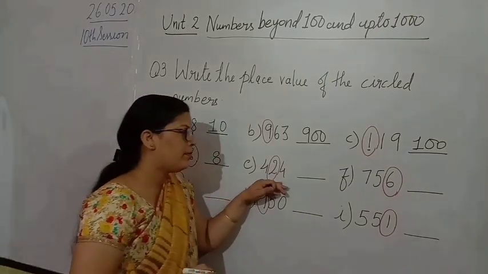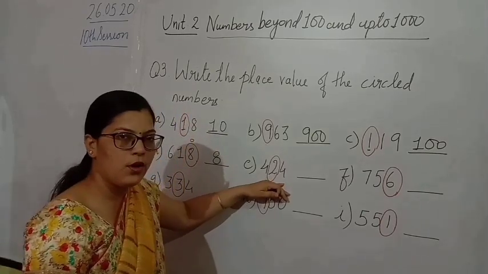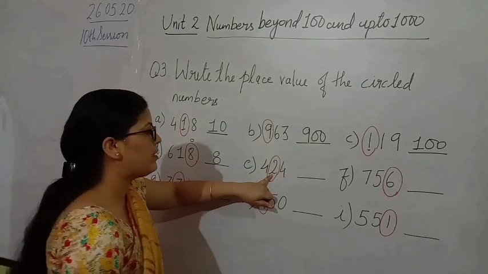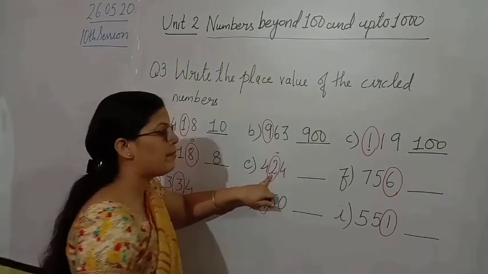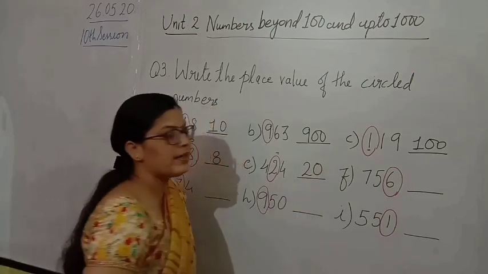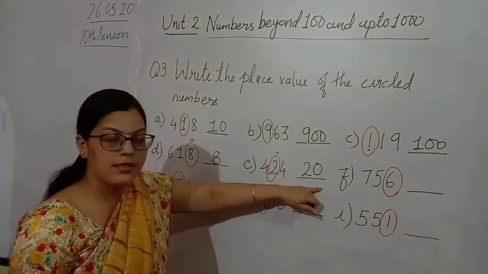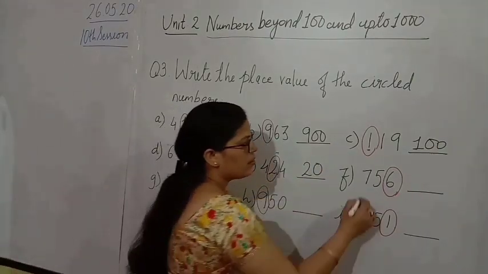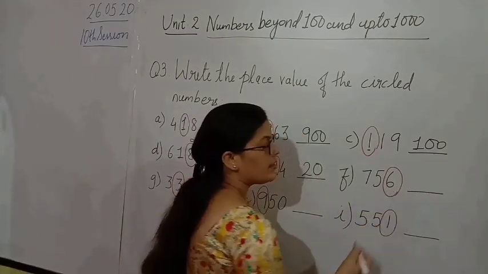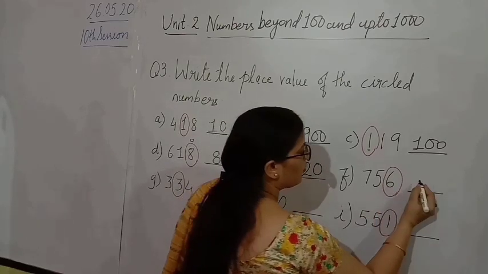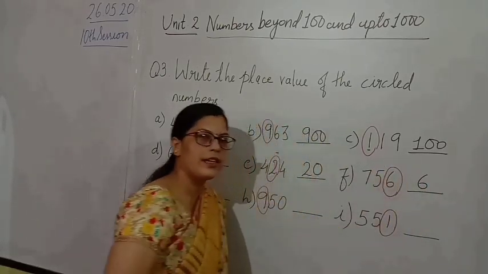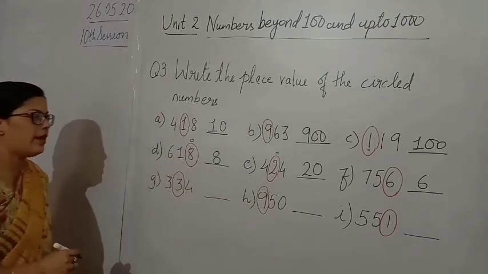Okay. Next number is 424. What is the place of 2? Circled digit is 2. Its place is tens. It is at tens place. So its place value will be 20. 2 tens is 20. Now 756. The circled digit is 6. So its place value will be 6 as it is at ones place. 6 ones is 6.